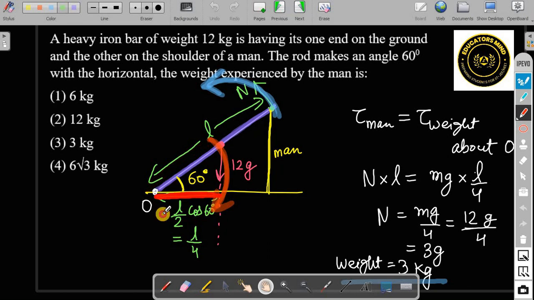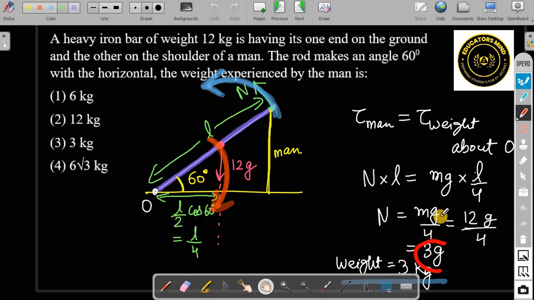L by 2 cos 60 degree, L by 4, right? Once you get this, so mg into L by 4 you do, and from here normal you get as mg by 4. So normal is mg by 4, mass is 12 kg. Substitute, you will get from here 3g. G is given or take as 10.